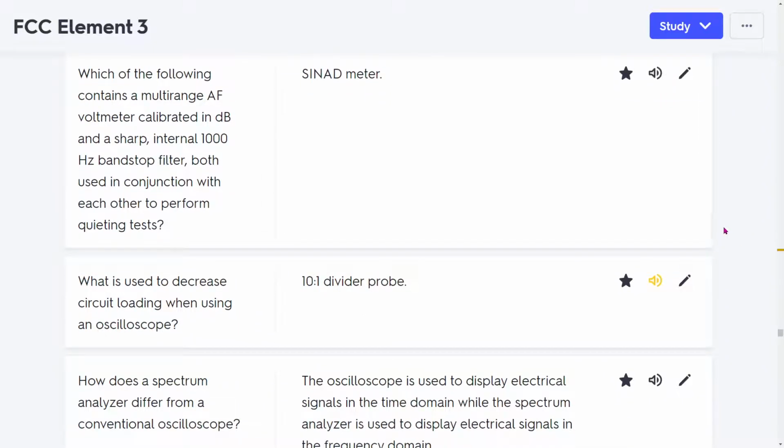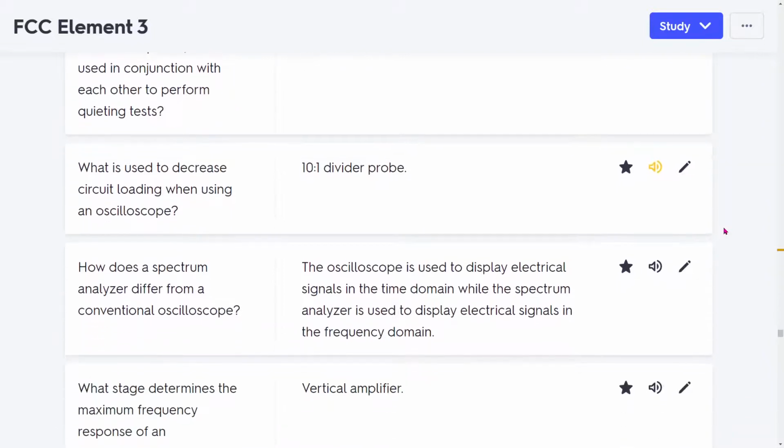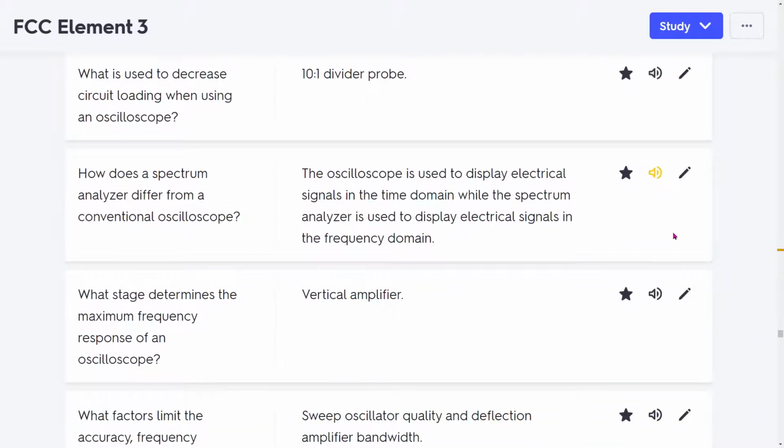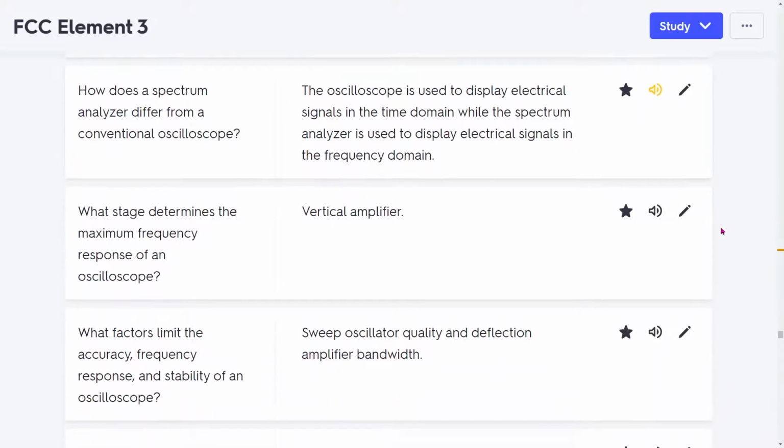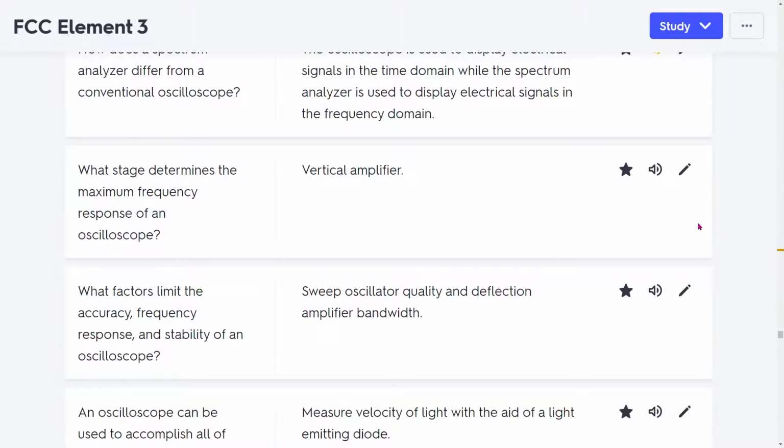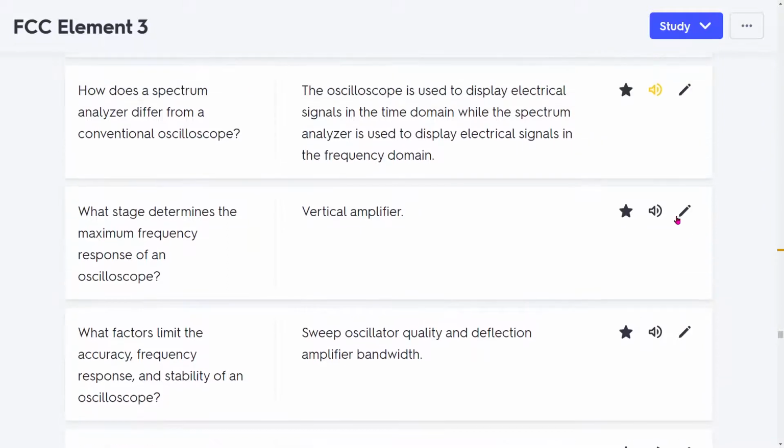What is used to decrease circuit loading when using an oscilloscope? 10-1 divider probe. How does a spectrum analyzer differ from a conventional oscilloscope? The oscilloscope is used to display electrical signals in the time domain while the spectrum analyzer is used to display electrical signals in the frequency domain.